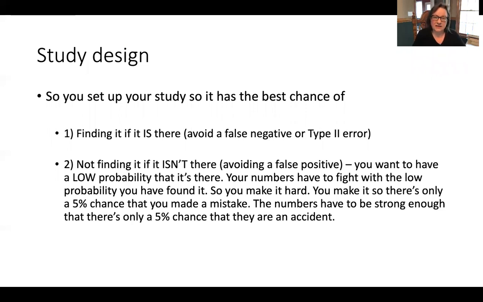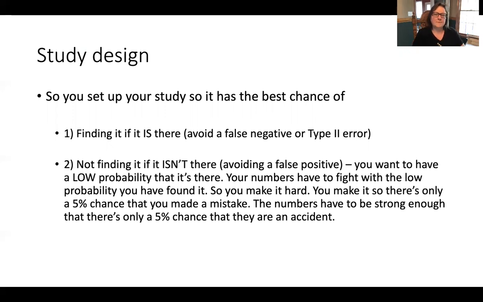If you're avoiding a false positive, you want to have a low probability of finding something because you don't want a false positive. And so the thing that you find has to be so clearly not by chance that the probability is low enough that you would have found it by accident. And so that's why we say we set it at 5%. That's why we set P at 5%.